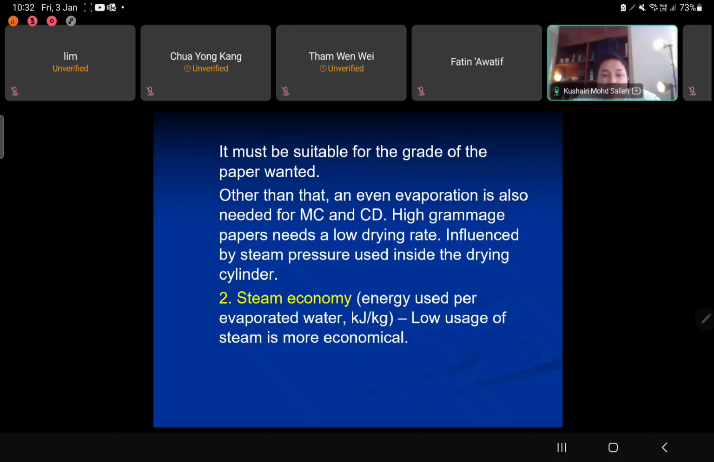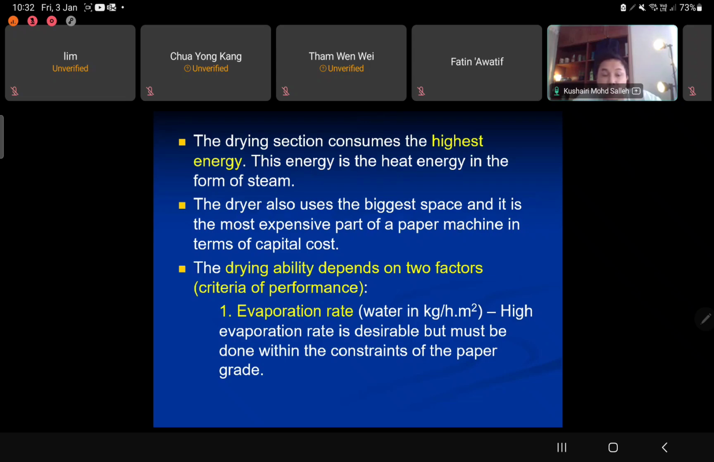So that's why for high grammage paper, we need to have a very low drying rate. For low grammage paper, we can have a very fast drying rate. So it is influenced by the steam pressure used inside the drying cylinder. So this is the second objective of the drying. We need to have an even evaporation. First, we need to evaporate the water as much as possible, and then we need to have an even evaporation. So this is the drying ability, depending on two factors.